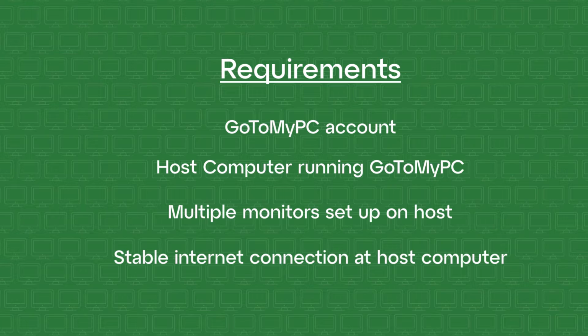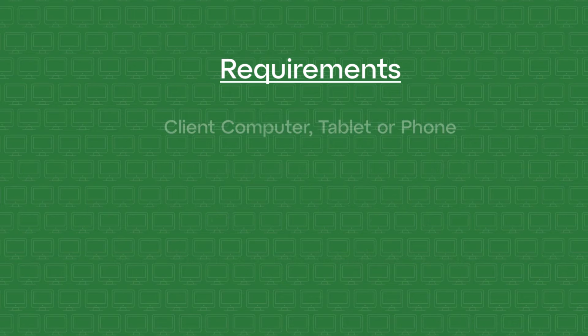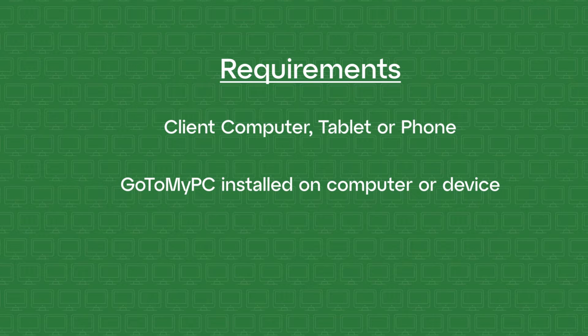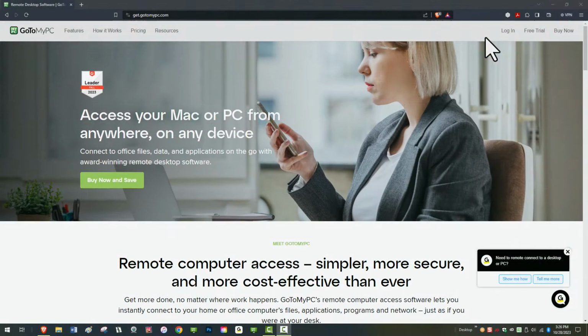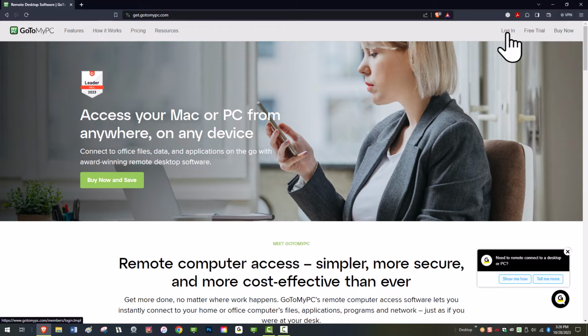To access this host computer, you will need a client computer or tablet or phone with either GoToMyPC installed on it or a web browser that supports HTML5. To connect to and view multiple monitors with GoToMyPC, follow these steps. On your client computer or device, launch GoToMyPC or open a web browser and go to gotomypc.com.